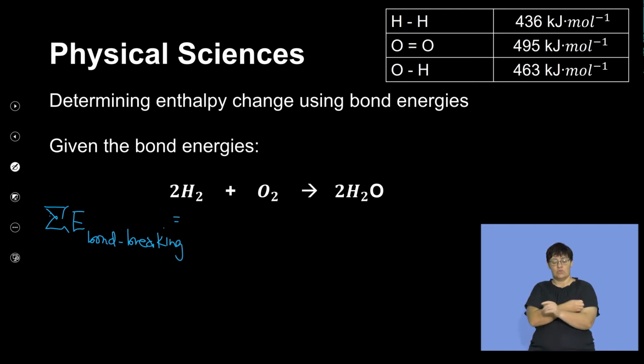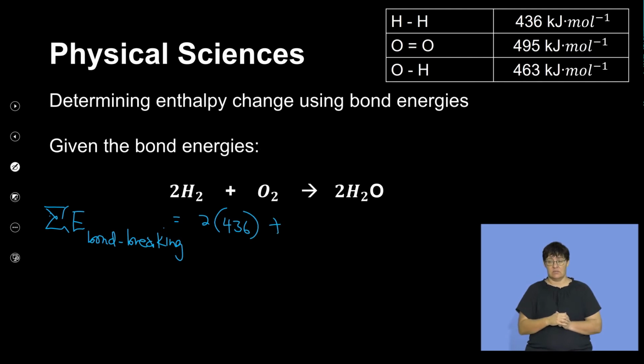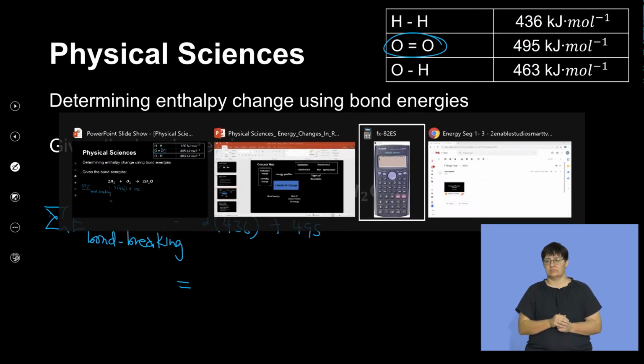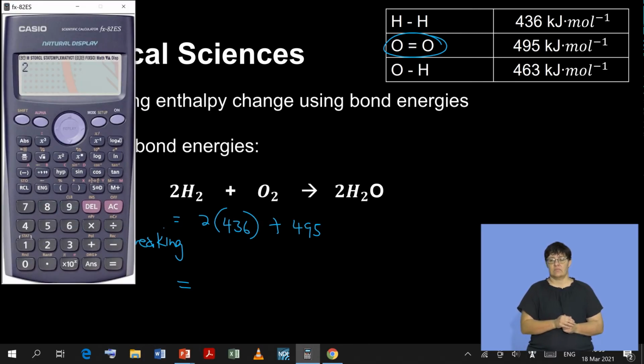We are saying it's 2 multiplied by those of hydrogen, which is 436 kilojoules per mole, plus 1 of oxygen, which is 495. So to break this, we need 495 kilojoules per mole of this substance. So what does this give us? If we go to our calculator, we've got 2 multiplied by 436, plus 495. This gives us 1367.